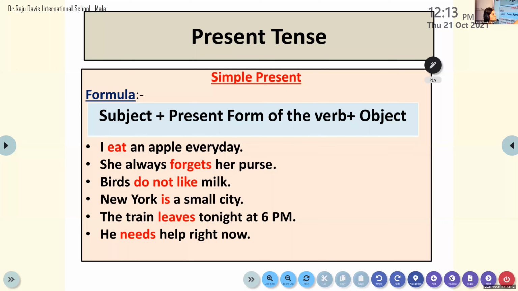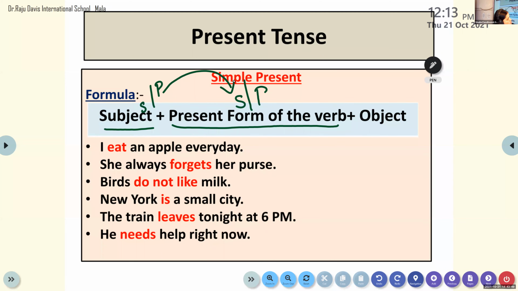I request everybody to look here. The rule to frame a simple present sentence is that we should begin with the subject, and the first form or present form of the verb must be used after the subject. This depends upon the subject. If the subject is singular, use a singular present form of the verb. If the subject is plural, you have to change it into plural form. So this is interconnected. Subject plus present form of the verb plus object is the formula for writing a sentence in simple present tense.